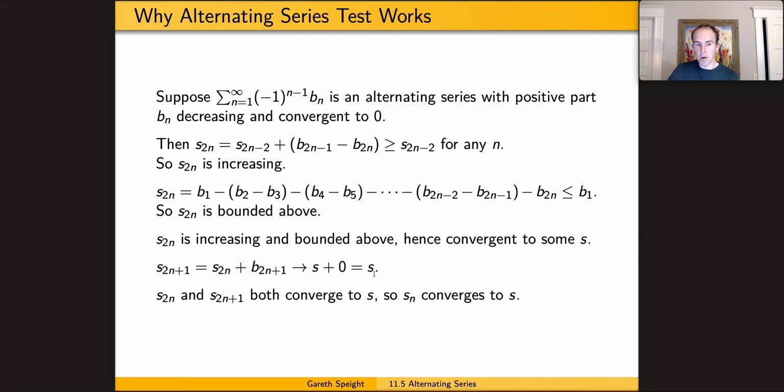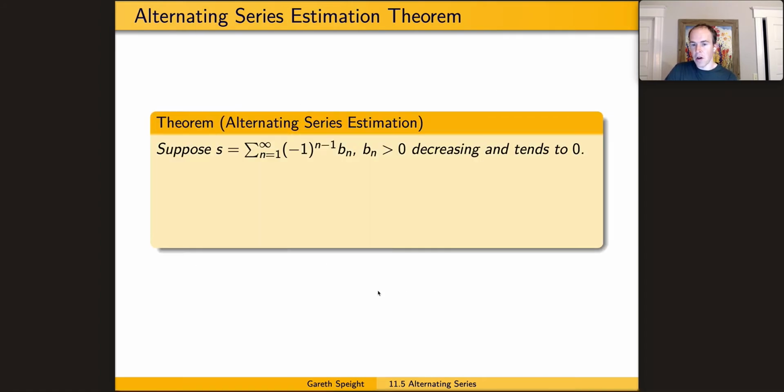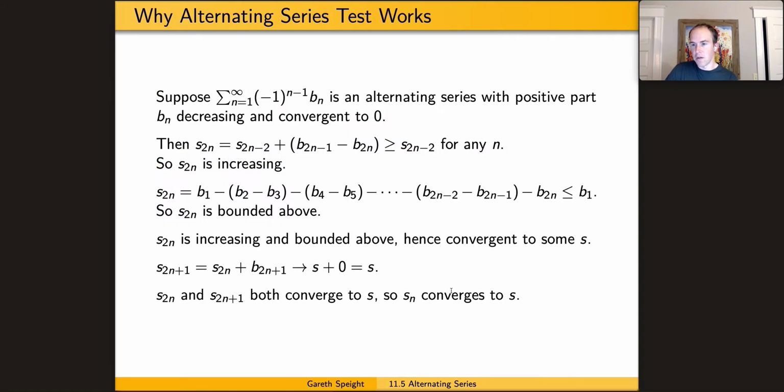Okay, so now we've managed to show that both S2n and S2n plus 1 converge to S. So if we sum 1 term, 3 terms, 5 terms, 7 terms, or if we sum 2 terms, 4 terms, 6 terms, they're converging to the same number. So putting it together, the partial sums are going to converge to the number S. And partial sums converging means exactly that the series converges.